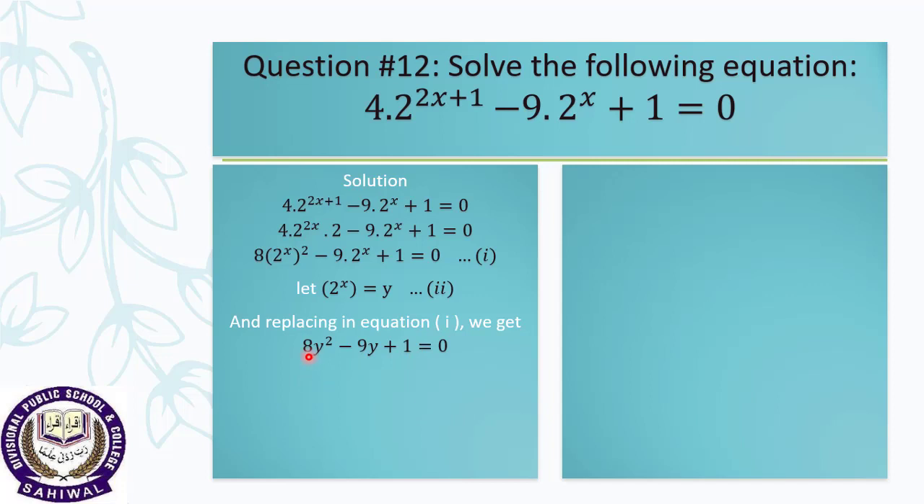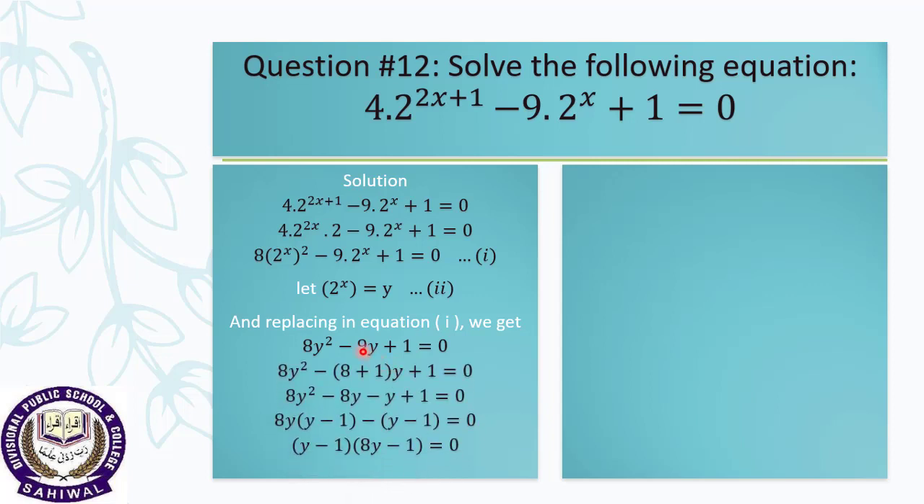For the factorization method, we multiply the coefficient of y square with the constant, that is 8 multiplied by 1, which is equal to 8. Now we find two factors of 8 that when added or subtracted becomes 9. We can say 8 plus 1 is 9, so we replace 9 by 8 plus 1. When solving this, we get 8y square minus 8y minus y plus 1.